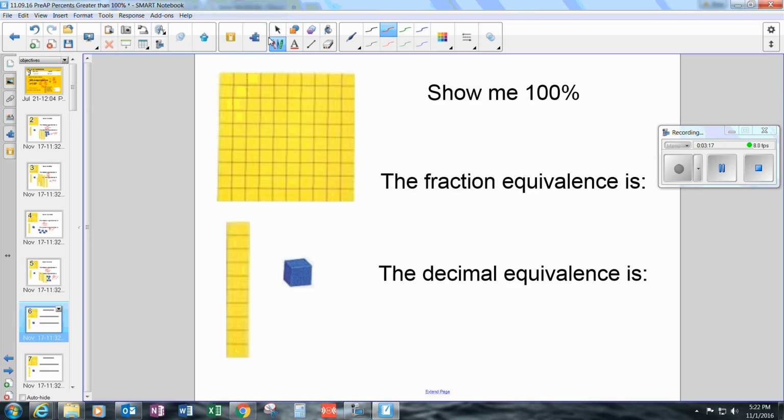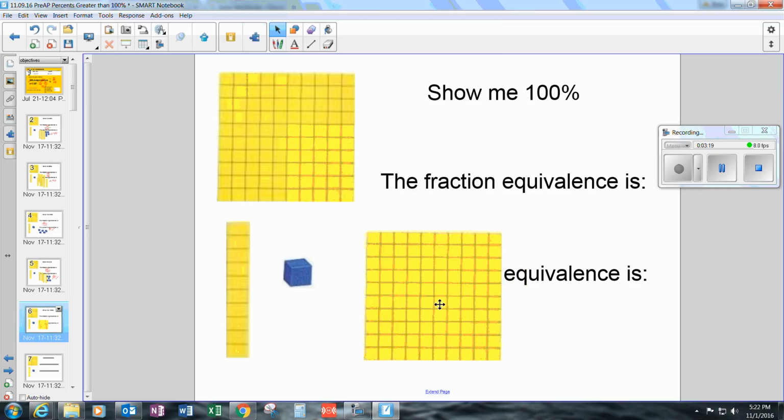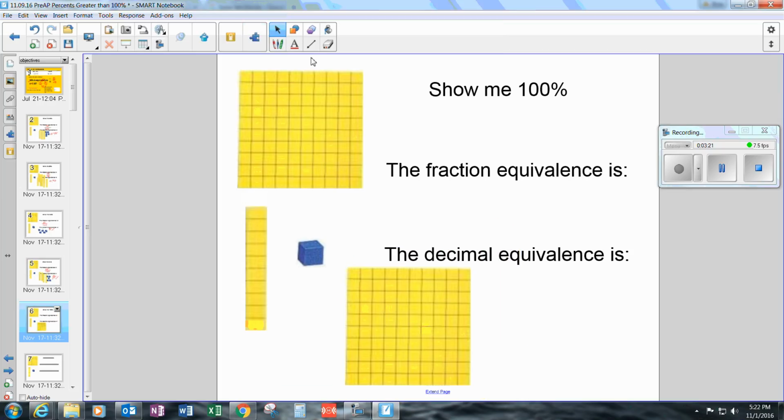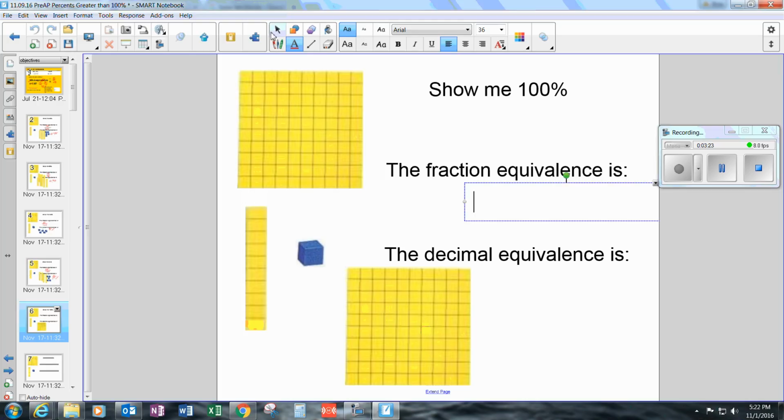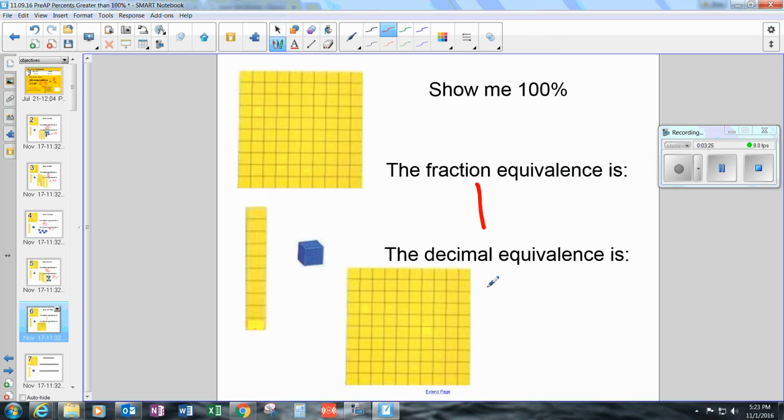Now, show me 100%. Done. What is the fraction equivalent? Isn't that just 1 whole? And what is the decimal equivalency? 1 whole. So a fraction equivalent could be 100 out of 100, which is just 1 whole, or 1.